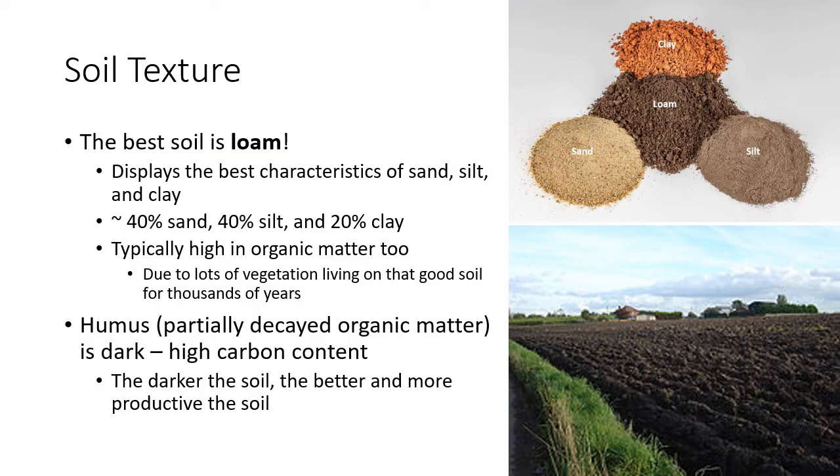The best soil type, though, is neither pure sand, pure silt, or pure clay. It is loam. And loam is a mixture of sand, silt, and clay, and it displays the best characteristics of each. So it's about 40% sand, about 40% silt, and about 20% clay. So you have the drainage action of sand, you have the large pores that sand provides for the soil type, so you have a lot of oxygen and other gases in that soil. And again, you have enough drainage.